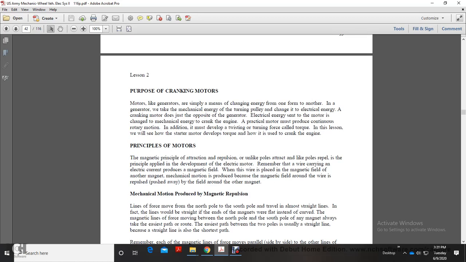The cranking motor, like the generator, simply changes energy from one form to another. Generally the generator takes mechanical energy, turning a pulley, and changes it into electrical energy. The cranking motor does just the opposite. Electrical energy is sent to the motor, and the motor changes it into mechanical energy to crank the engine. This motor must produce continuous rotation, and in addition must develop a twisting and turning force called torque.